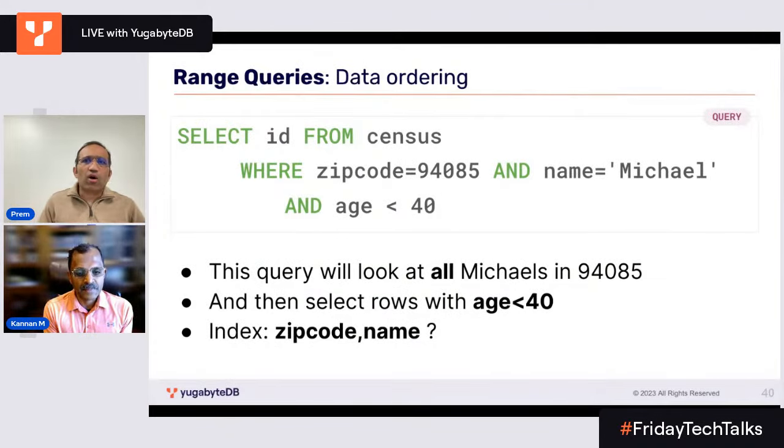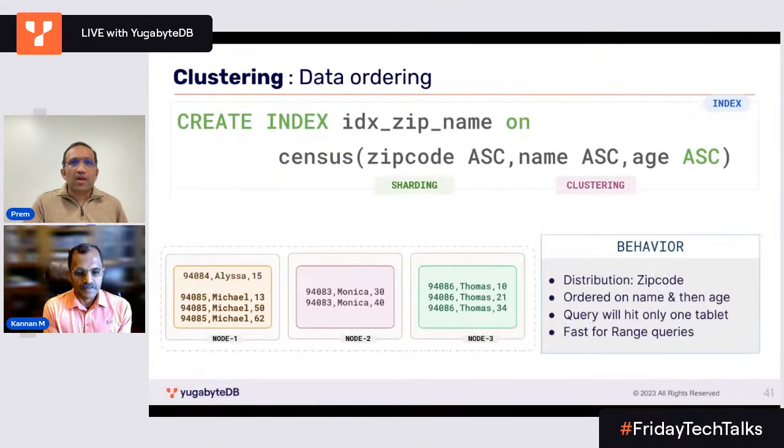Say you want to find all the information about Michaels living in 94085 with the age less than 40. So the query will have to find the zip code 94085 first from your data set and look at all the Michaels living there. And from all the Michaels, it has to filter out age less than 40. So this could be expensive if there are a lot of Michaels living in 94085.